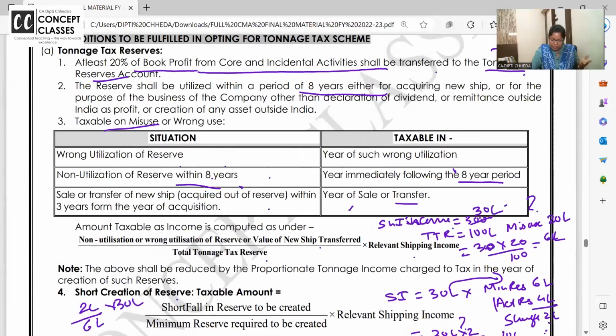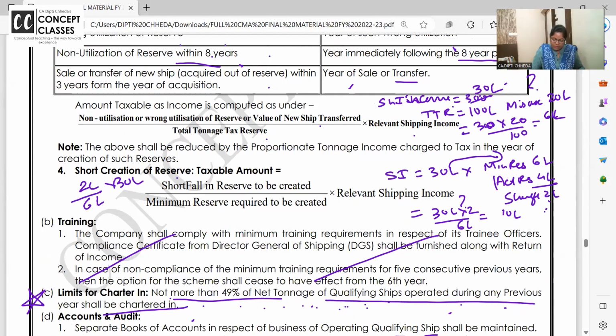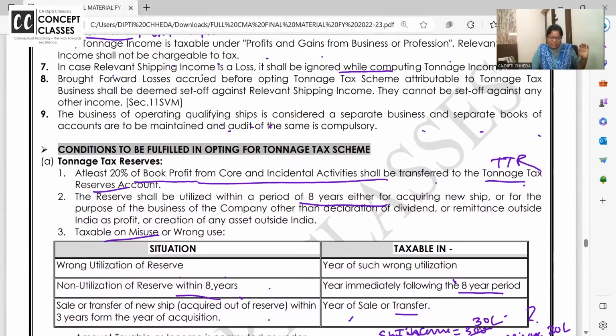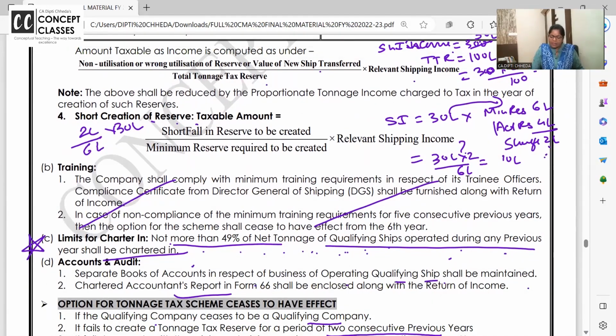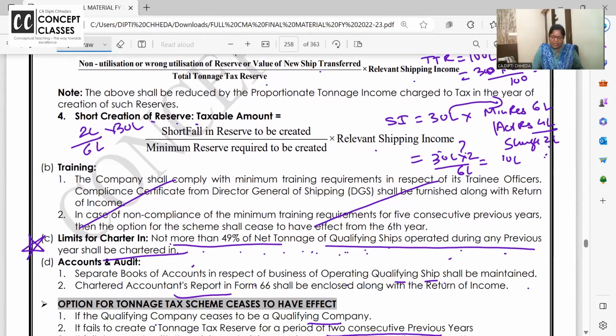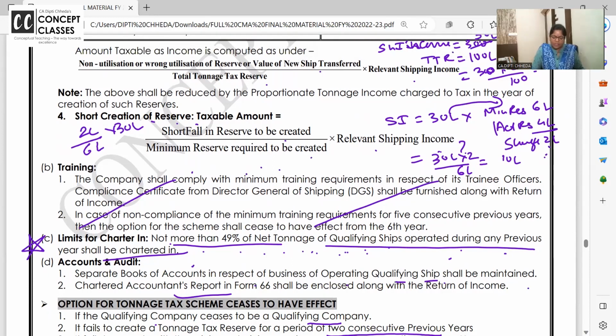Very quickly, ये देखो. अगर कभी पूछ लिए तो why we should take. शॉर्ट क्रिएशन अगर किया ना आपको 80 lakhs, 400 lakhs कोर एक्टिविटी का. रिजर्व किसका करना था? 20% ऑफ द कोर एक्टिविटीज टू TRR. आपने कम किए ना तो रेलेवेंट शिपिंग इनकम into shortfall divided by minimum requirement. This will be taxable in the year.